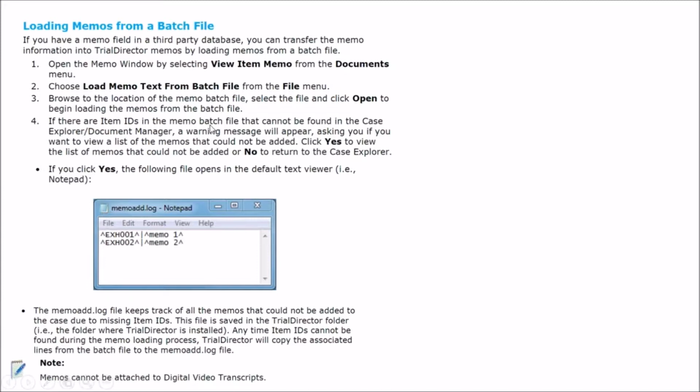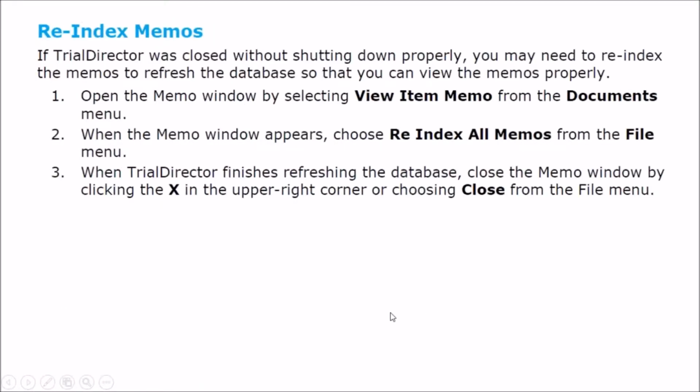And if there are item IDs in the memo batch file that cannot be found, because maybe they were accidentally typed differently, and it can't add these, there will be a warning message. It will appear, and it asks you if you want to view a list of the memos that could not be added. And then you'd say yes, and then you'd see which ones were not added in a kind of a memo add log like this. And you can tell by the exhibits that those memos were not brought in properly. And then you can deal with this by going to those particular exhibits that were brought into Trial Director and don't have the memos attached, and recreate those.